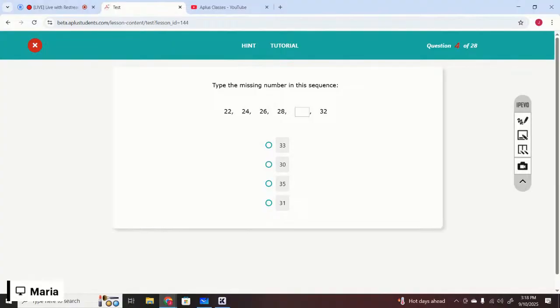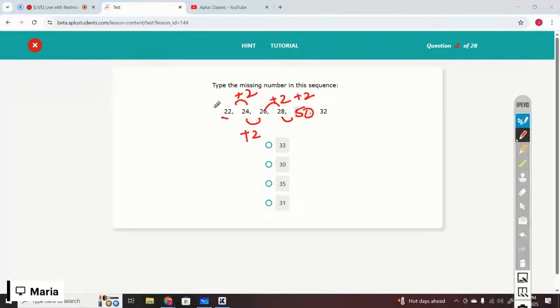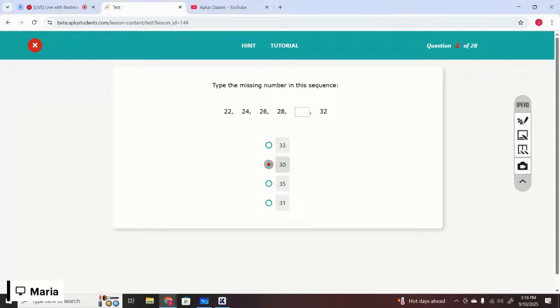Type the missing number in the sequence. 22, 24, 26, 28. So the next one would be 30. Option number 2 is the correct option.